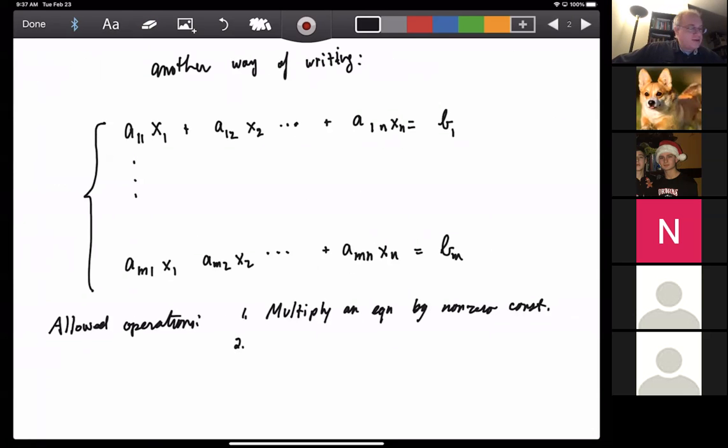The second thing you could do is you could add or subtract one row from another row. One equation from another equation. Okay, please mute yourself if you are not asking a question. There's a lot of background noise.